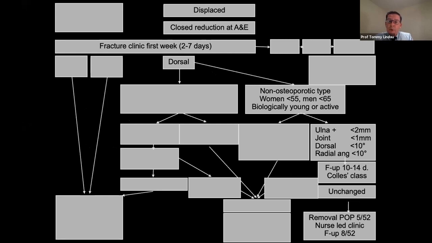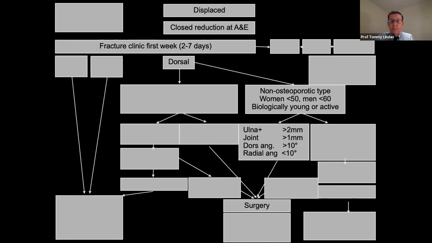So moving down into the follow-up clinic in 2 weeks' time, and if the reduced position is still holding, then we keep the plaster in this group for 5 weeks. Plaster can come off in a nurse-led clinic, and we normally see them back in about 2 months' time, because these patients are normally workers and might need extended sick leave, etc. If there's redisplacement, there's a strong evidence for surgery in this group. If patients present with an ulna plus variance more than 2 millimeter, joint incongruency more than 1 millimeter, dorsal angulation more than 10 degrees, and radial angulation less than 10 degrees, they also enter the box.